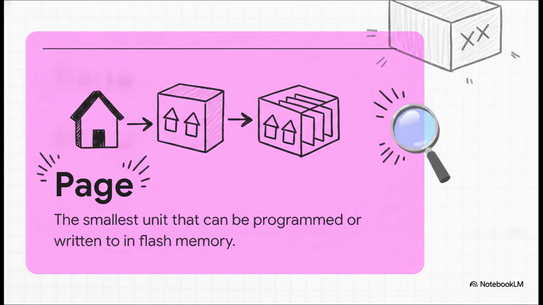This is where the rules flip. Erasing data is a bulk operation, right? But writing data? Totally different story. Data must be written page-wise. The page is literally the smallest unit that can be programmed. You just cannot write anything smaller than a page.